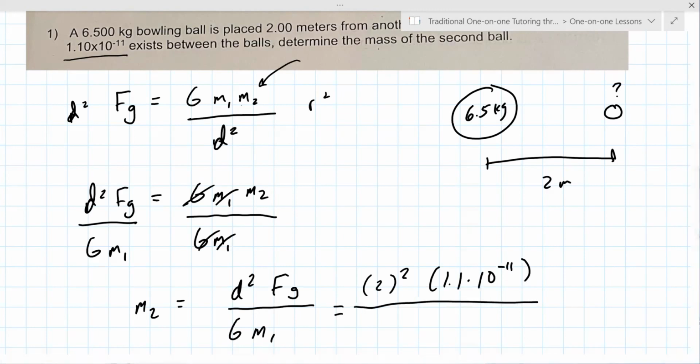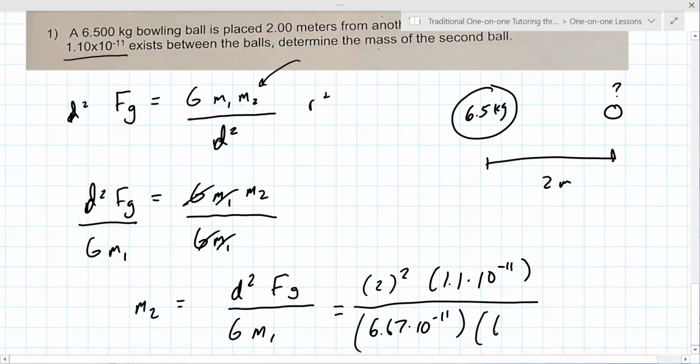G is, what is G? Do you know? I don't remember these numbers. G is 6.67 times 10 to the negative 11th. Thank you. And the mass of the first one is 6.5.